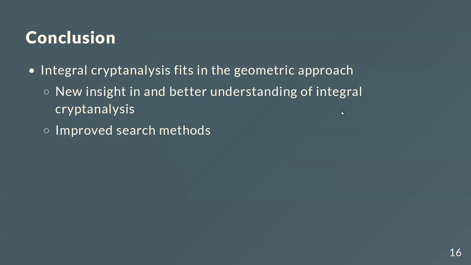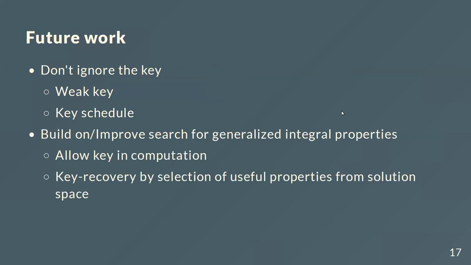Okay, so in conclusion, we have fit integral cryptanalysis into the geometric approach, and this has helped us to better understand integral cryptanalysis and what is going on, and we use this to improve on search methods. But this is not the be-all end-all of integral cryptanalysis, of course. There's still a lot of work. If we really want to push integral cryptanalysis, it might be interesting to stop ignoring the key in ciphers and start either searching for weak key properties or taking into account the key schedule.